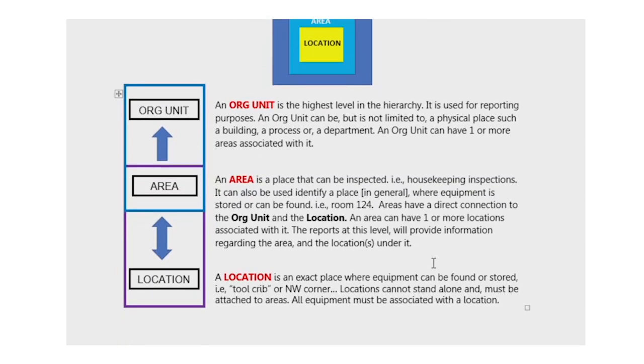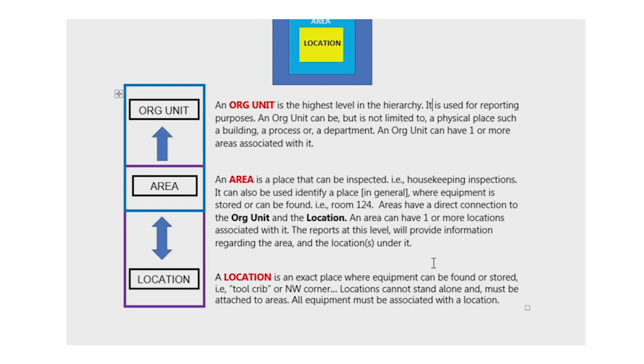An org unit is the highest level in the hierarchy. It is used for reporting purposes. An org unit can be, but is not limited to, a physical space, a physical place, such as a building, a process, or a department. An org unit can have one or more areas associated with it.